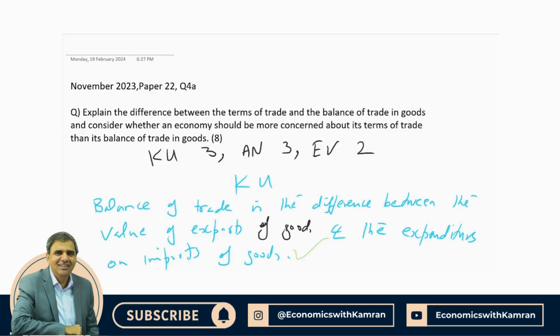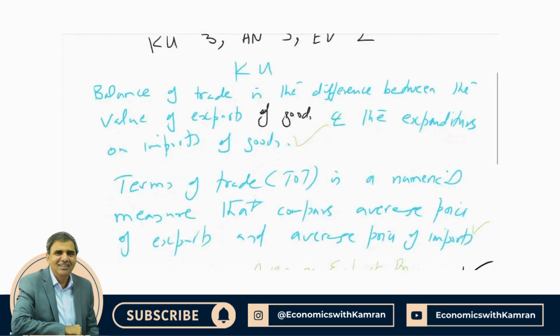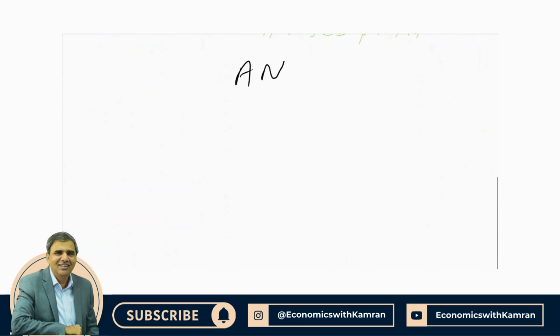And then we'll do the comparison between the problems of terms of trade and the problems of balance of trade, and we'll see which has more problems. That would be evaluation. So first we do the analysis, and analysis involves the problems. So what happens if balance of trade changes?